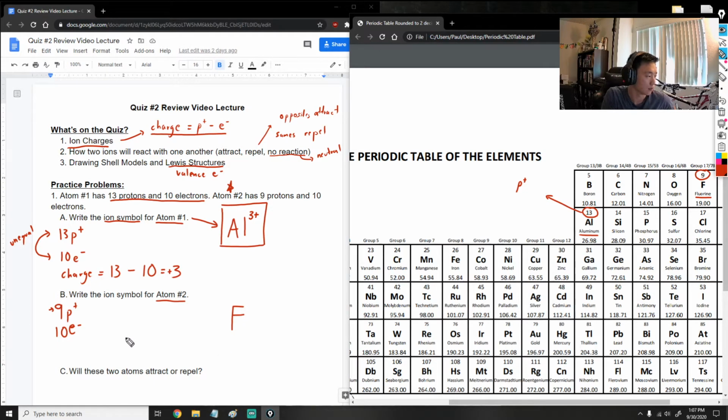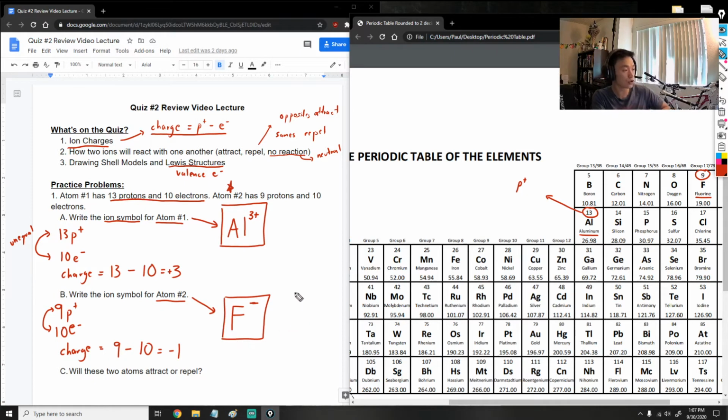Alright, but again, these are unequal. It's not 10 and 10, or 9 and 9. These are unequal, which means we have to calculate the charge. For the charge, all we're going to do is plug into the formula up here. We plug in 9 protons minus 10 electrons. 9 minus 10 gives you -1. That means the charge for atom number 2 is going to be -1, and I'm just going to put a minus sign.